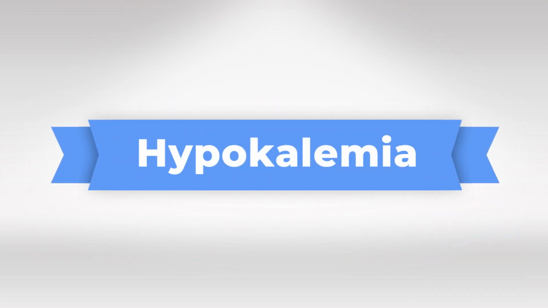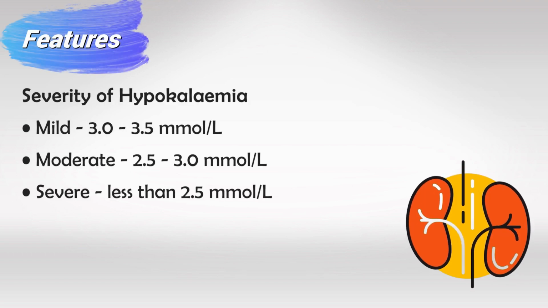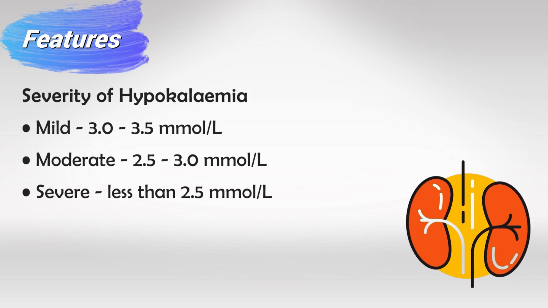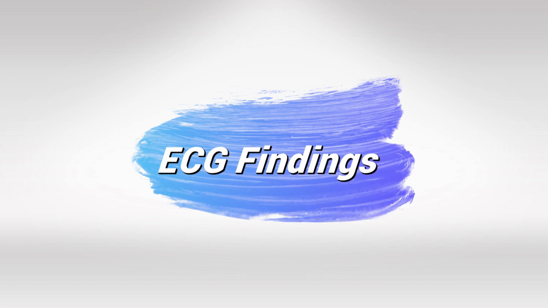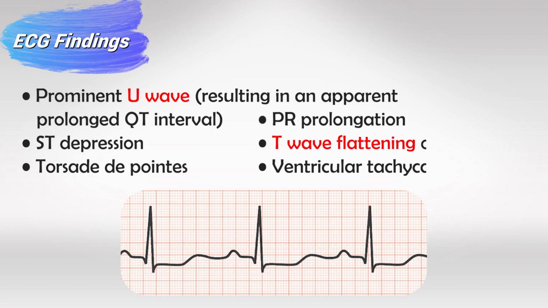And now let's talk about hypokalemia. Again, hypokalemia can be subdivided into 3 categories, either 3 to 3.5, and this is the mild form, 2.5 to 3, and this is the moderate, and anything less than 2.5 is a severe hypokalemia. In the ECG, look at the U wave. A prominent U wave indicates signs of hypokalemia. You can also see PR prolongation, ST depression, flattening of the T wave or sometimes inversion of the T wave, tachycardia, and sometimes torsades de pointes.